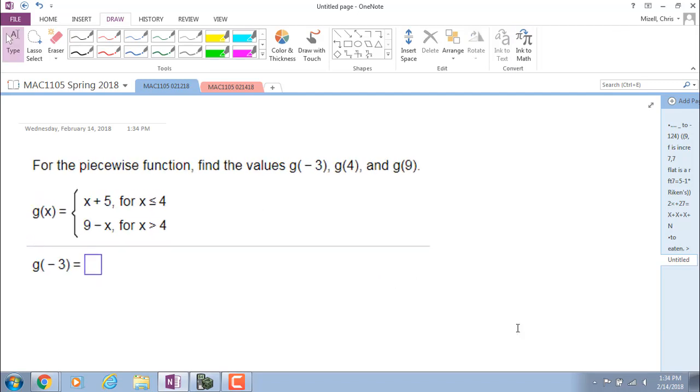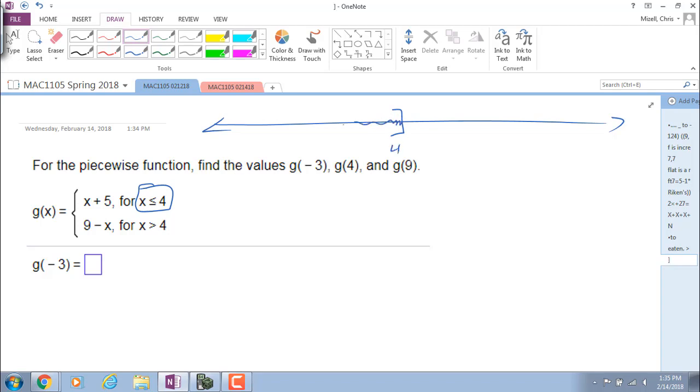So there are two different portions of the domain. There's the portion where x is less than or equal to 4. So we just think there's all real numbers. I think the domain of this is all real numbers. If x is less than or equal to 4, then we're going to use one rule. And if x is greater than 4, we're going to use the other rule.